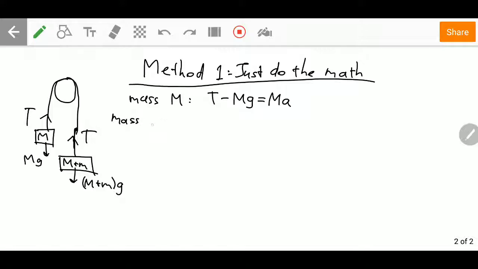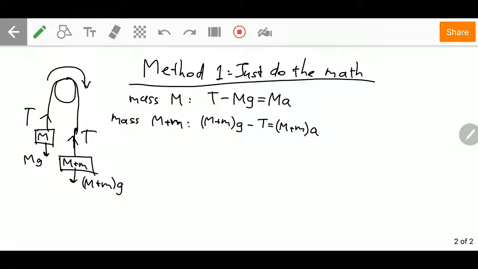So now for the mass big M plus little m, we will have that (M plus m) times g minus T is equal to (M plus m) times a. One thing I glossed over, but which is fairly clear, is that the blocks will indeed accelerate in this direction. That is, the block of mass M will go up and the block of mass M plus little m will go down because this is the greater mass.